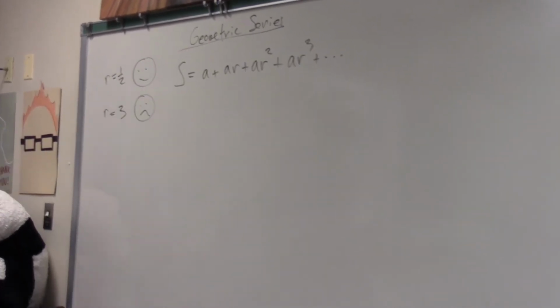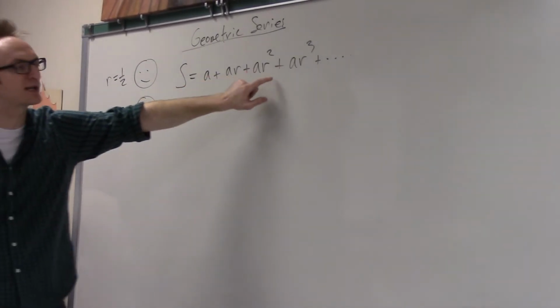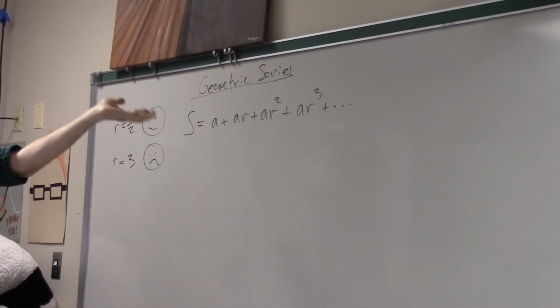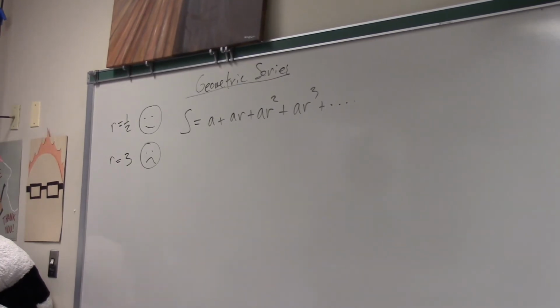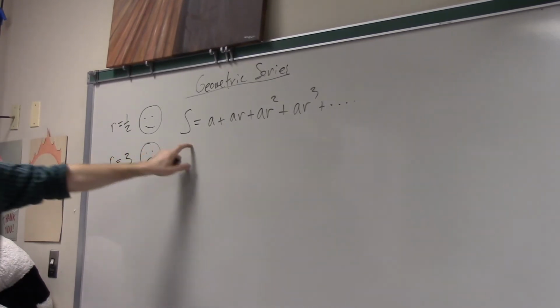If R is like 3, then does everyone see how each one of these terms is just getting bigger and bigger and bigger? This is just exploding out of control. There's no way this is going to converge. Does everyone feel that? Okay, now all we need to do is just sort of prove that that is indeed true.